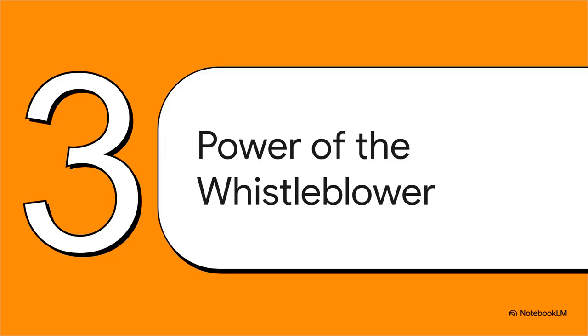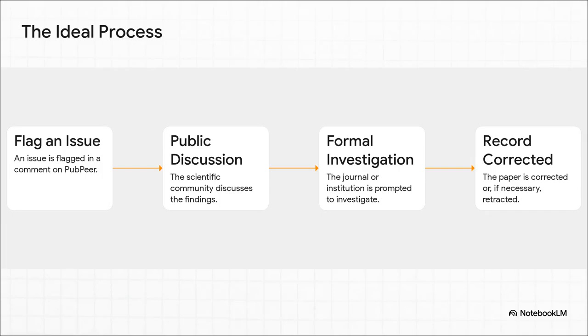So when everything is clicking and working the way it's supposed to, PubPeer becomes this incredibly powerful tool for science to correct itself. It's basically a safe haven for the digital whistleblower. And here's how that's supposed to play out in a perfect world. Step 1. Someone spots an issue. Maybe it's a doctored-looking image or a wonky statistic, and they flag it in a comment. Step 2, that comment kicks off a public conversation among other experts.